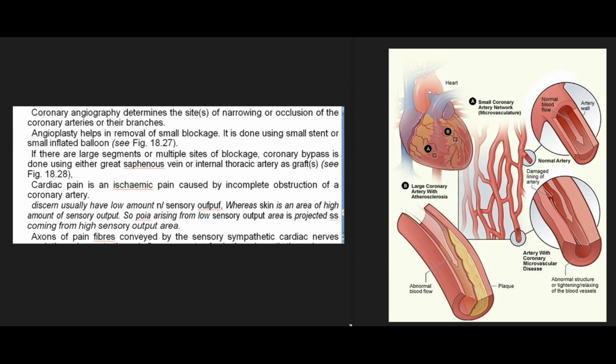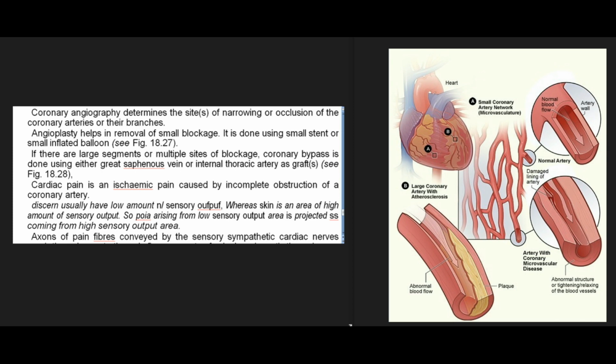Coronary angiography determines the site of narrowing or occlusion of the coronary arteries or their branches. Angioplasty helps in removal of small blockage. It is done using a small stent or small inflated balloon. If there are large segments or multiple sites of blockage, coronary bypass is done using either the great saphenous vein or the internal thoracic artery as graft.